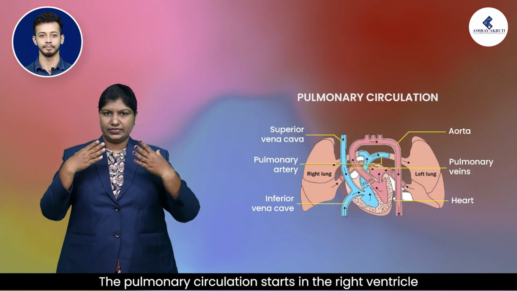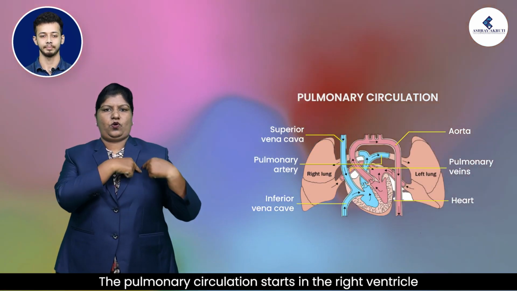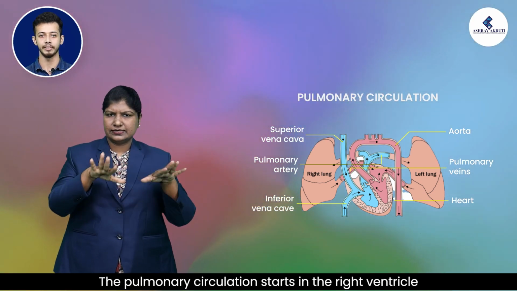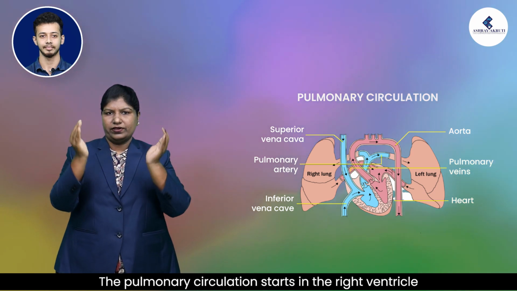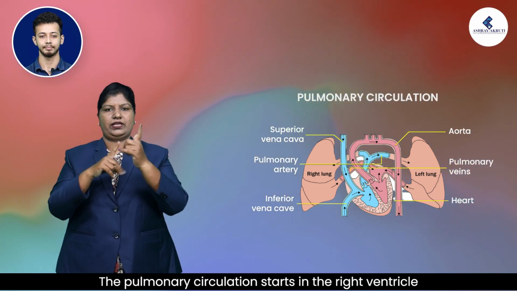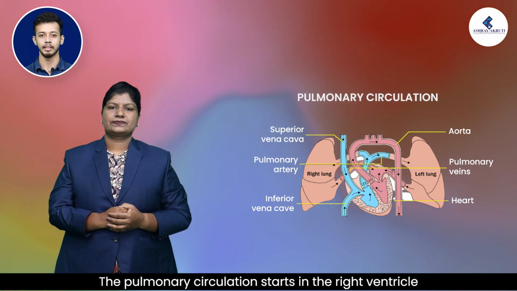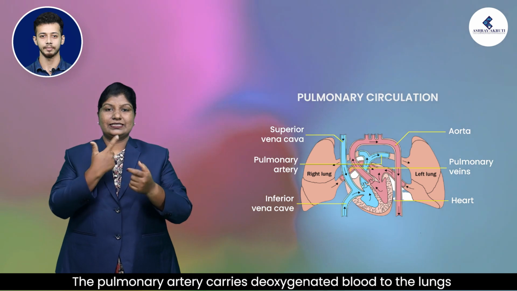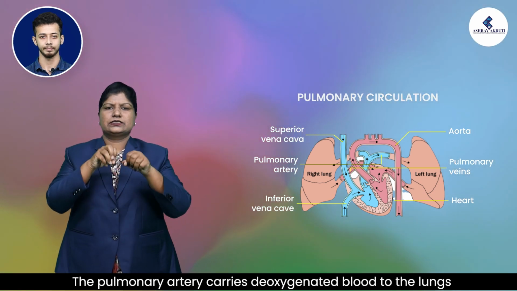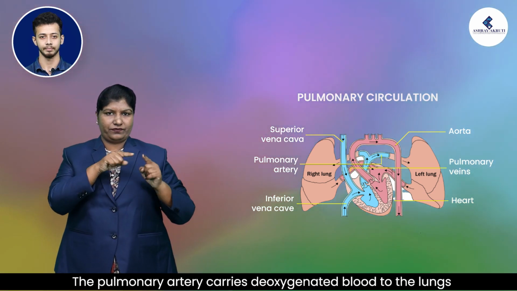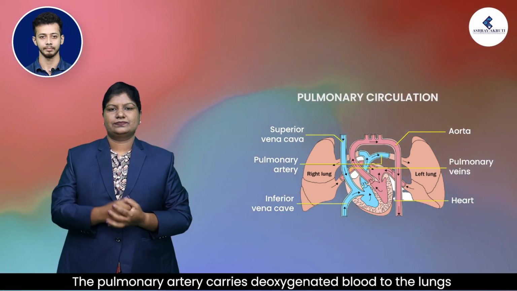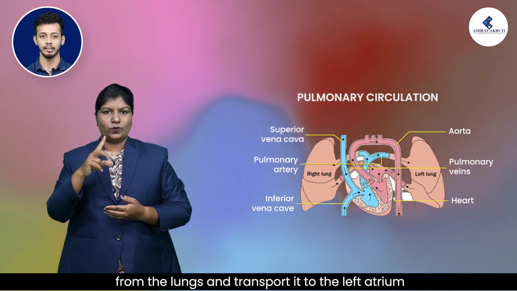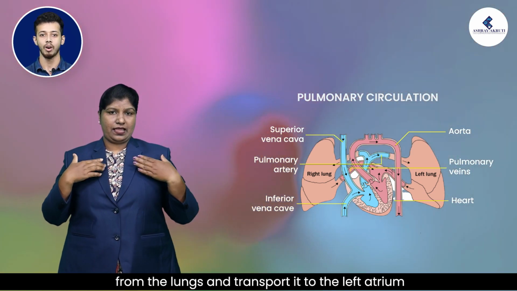Pulmonary circulation. The pulmonary circulation starts in the right ventricle. The pulmonary artery carries deoxygenated blood to the lungs. The pulmonary veins collect the oxygenated blood from the lungs and transport it to the left atrium.